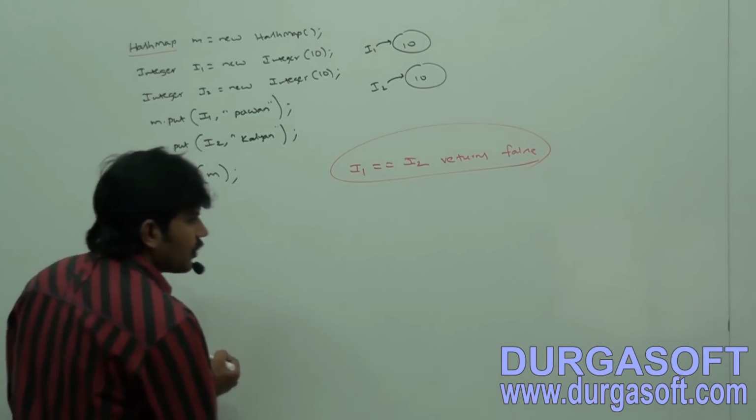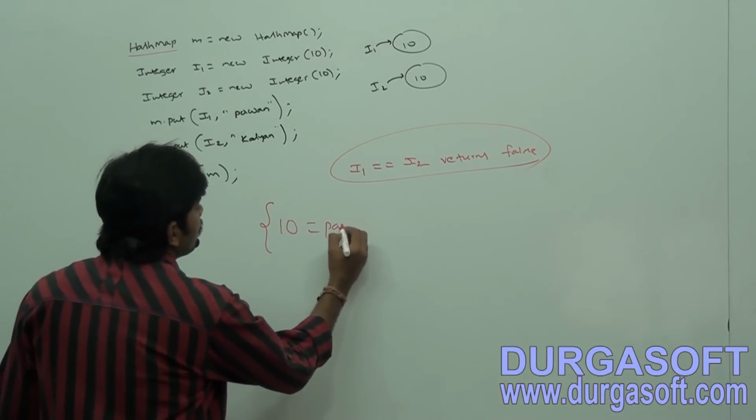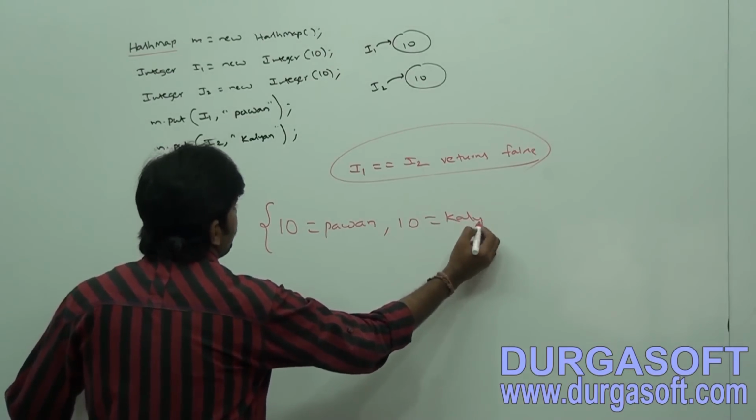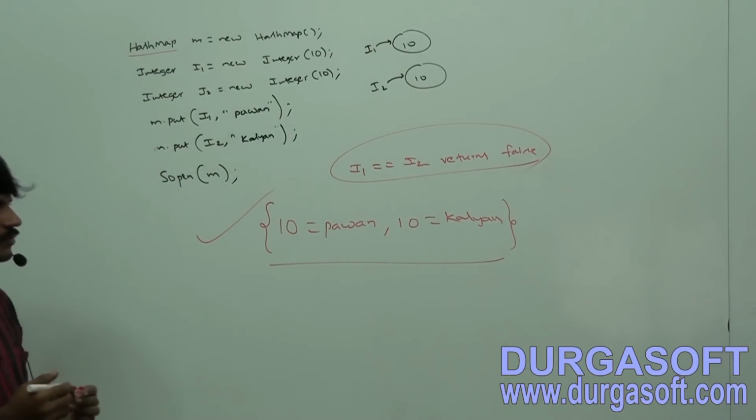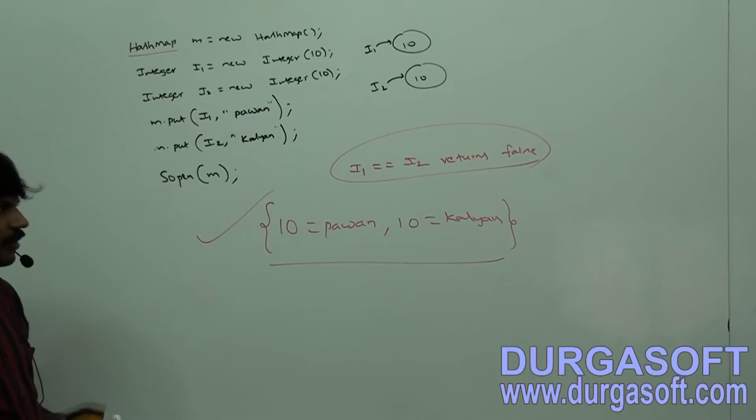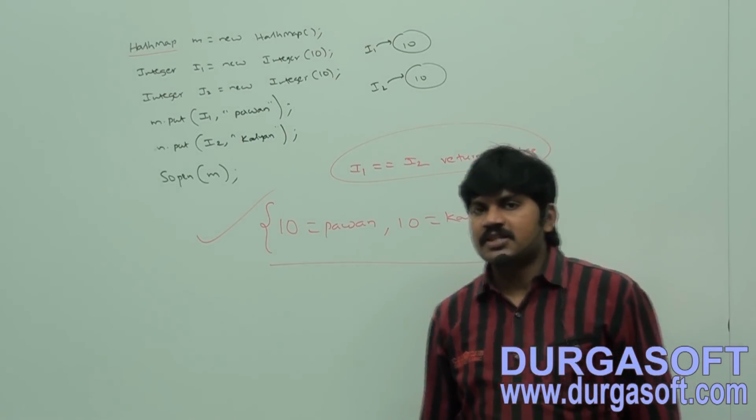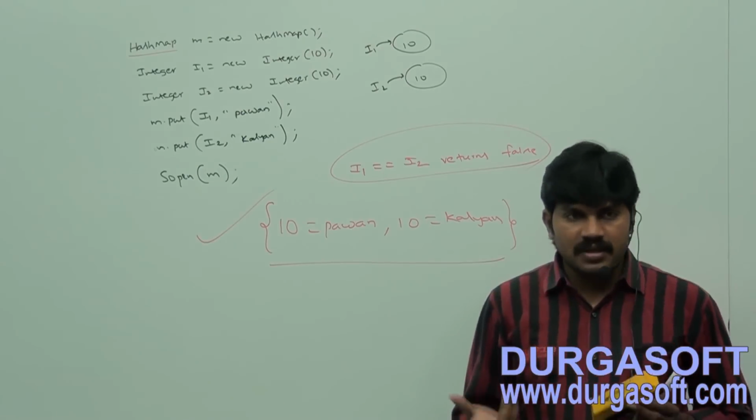Can you spell out what output we got? 10=Pawan, 10=Kalyan. Both entries are there. Have you observed, right? What is the difference between HashMap and IdentityHashMap? More or less, both are exactly the same.